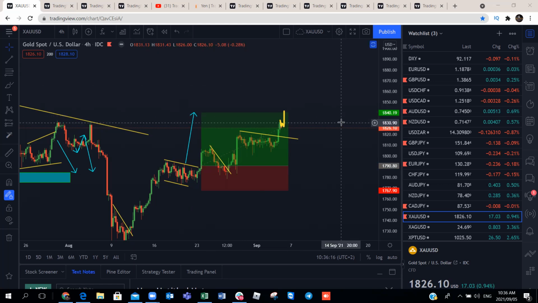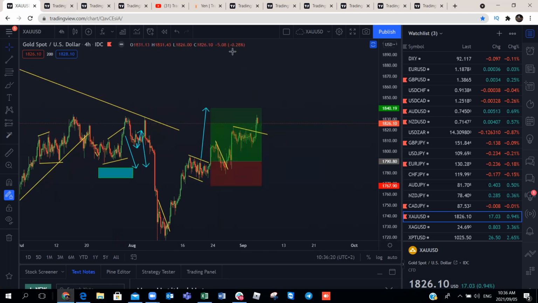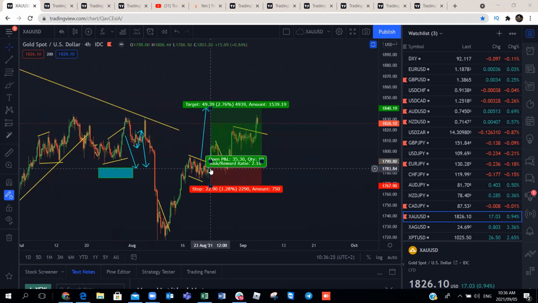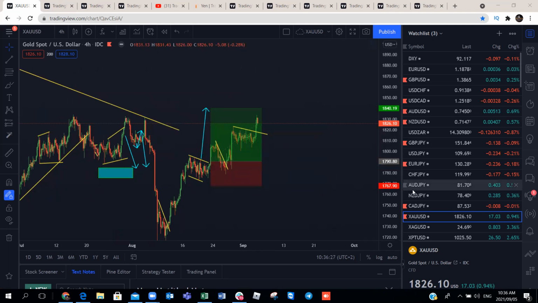So those that are in the gold trade, the members can actually take the profit if they like to, because this trade took quite a bit of time to play out since we took it around the 23rd of August. That's when it confirmed. That is the gold setup. Expect continuation to the upside.